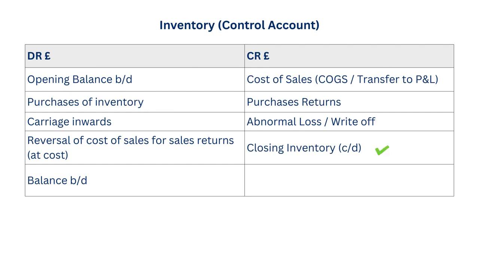Closing inventory. At the end of the accounting period, we calculate the closing inventory value, normally using first in first out or average cost. Closing inventory appears as a credit balance carried down because it represents the portion of the asset that remains. In the next period, this becomes the new opening inventory and moves to the debit side.